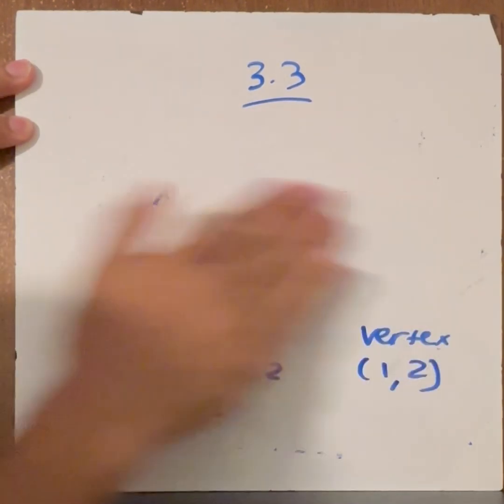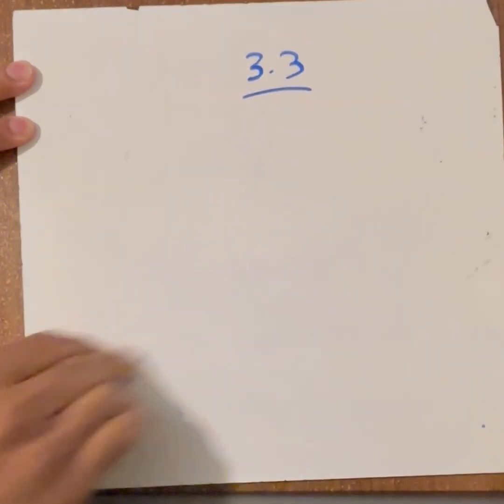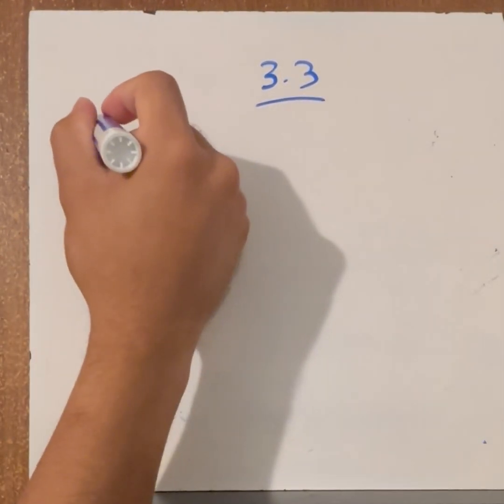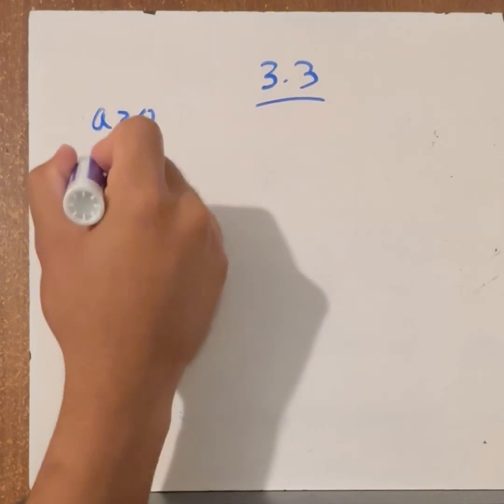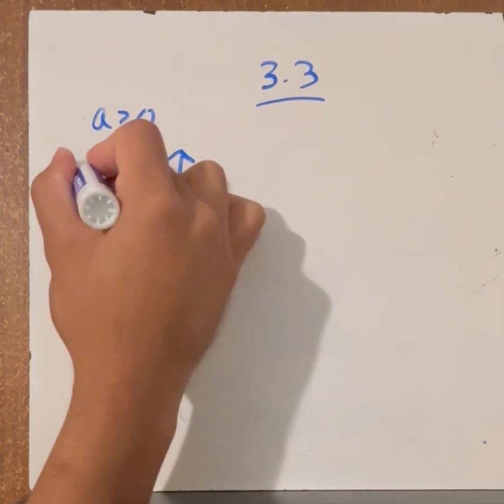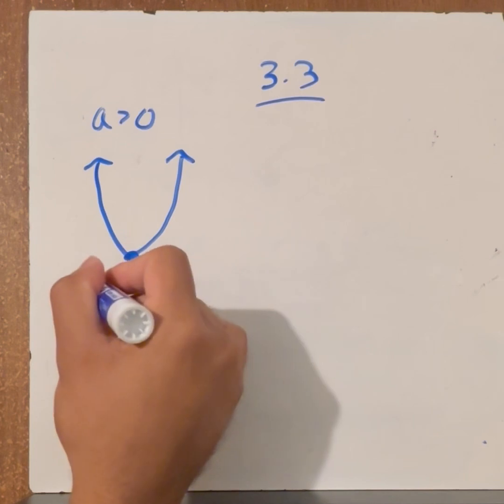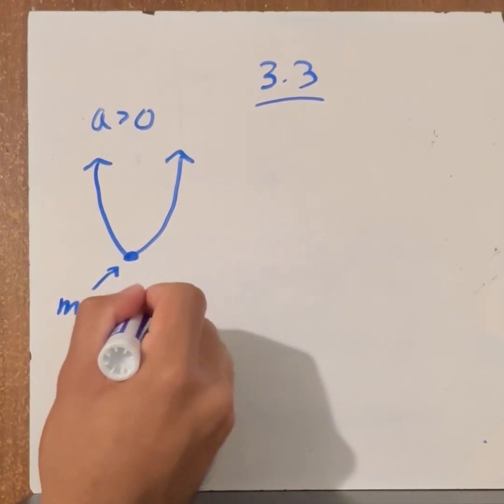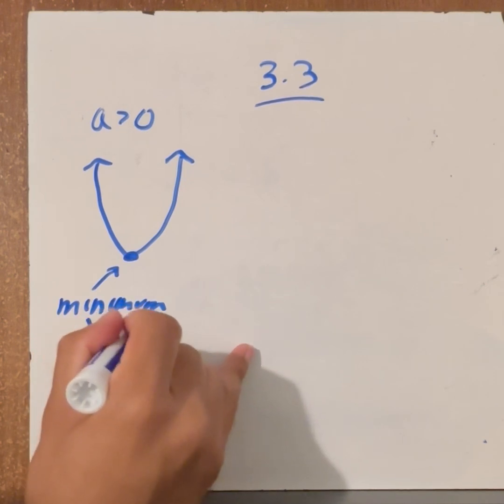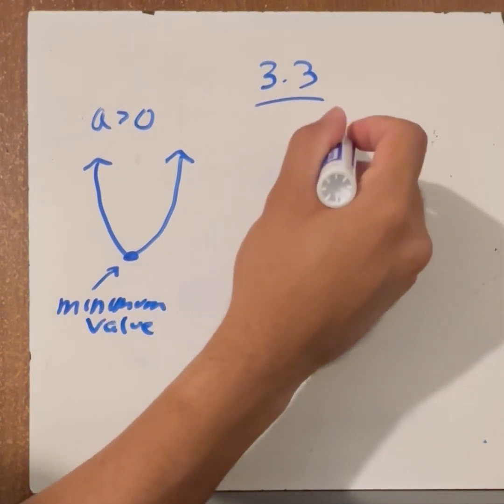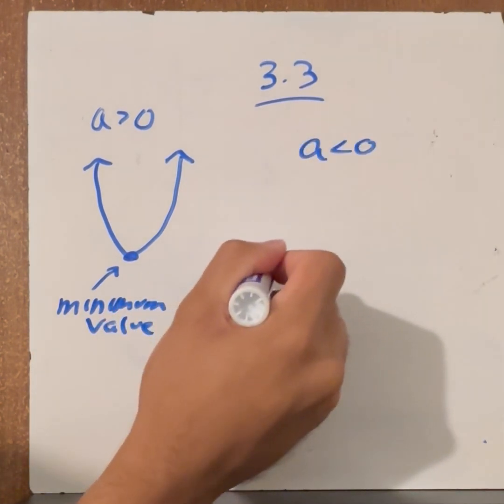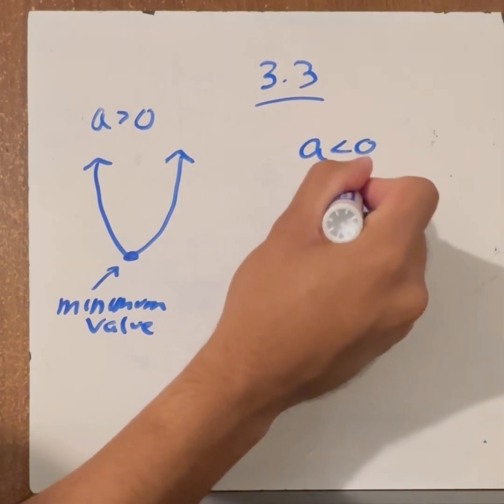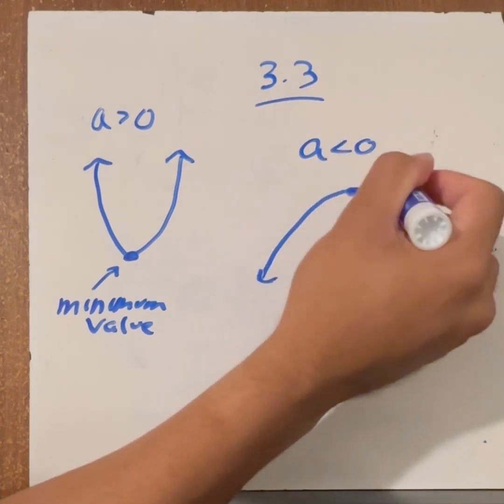Like we said in the beginning, if your a is positive, so if your a is greater than 0, we said your graph would open like that, okay? Which makes us have a lowest point. We call this low point a minimum value. If your a is less than 0, so it's negative, it opens like that, okay? Which makes us have a maximum value because that's the highest we can go.